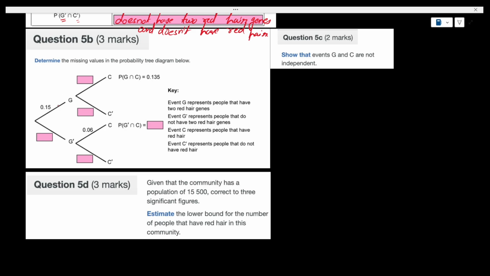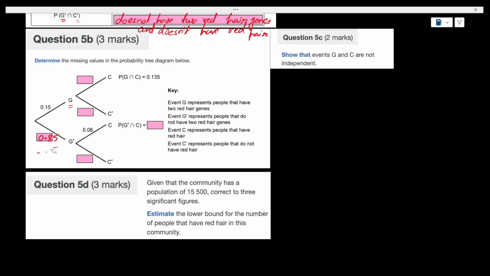So observe it carefully. First, having two red hair genes, then G complement not having, and altogether the probability is always 1. So how can I get this? You can do 1 minus 0.15. So the probability is going to be 0.85, right?